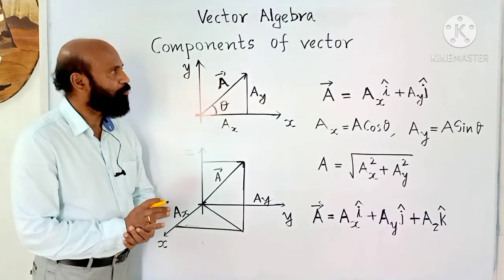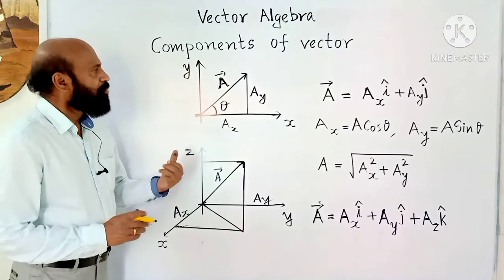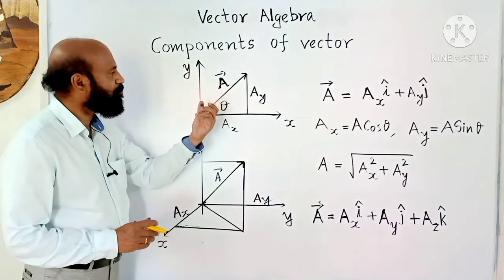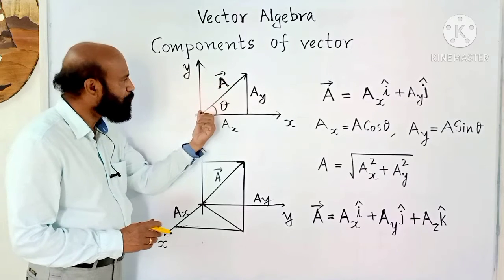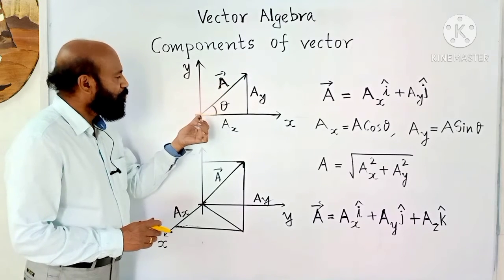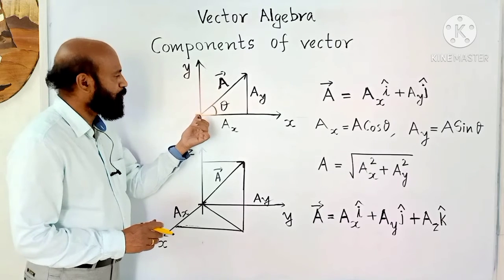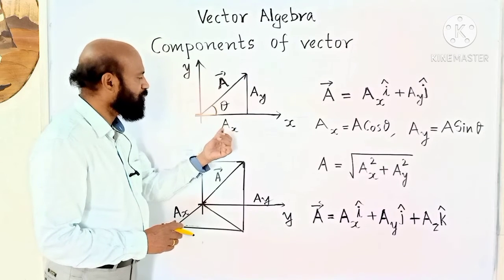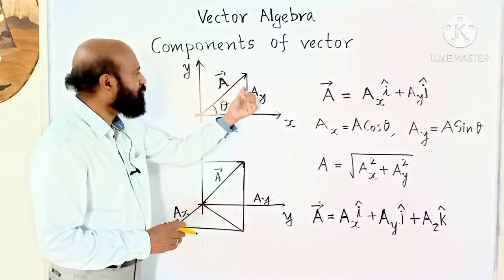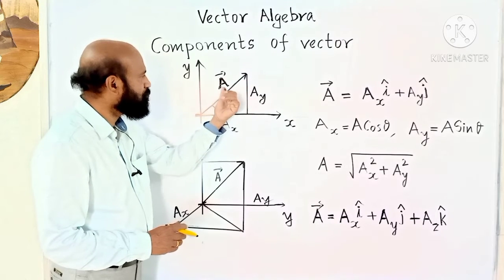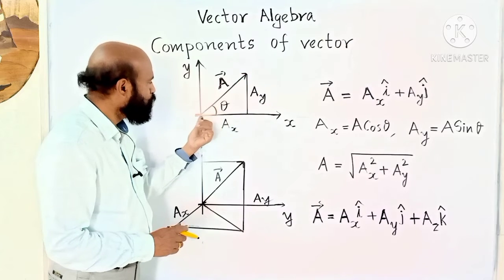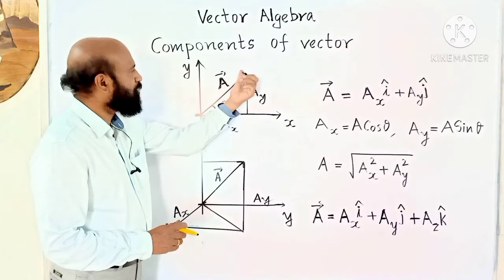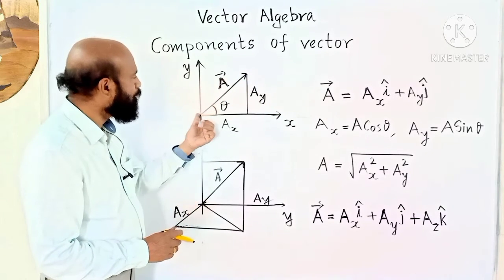Components of a vector. Suppose your displacement is along this direction. So A is a vector and it represents a displacement. Then it is a combination of two displacements. Along the x-axis there is a component, that is ax. This component is ay. Instead of going directly, you can move this side and then go there. So a vector can be written as a combination of these two.